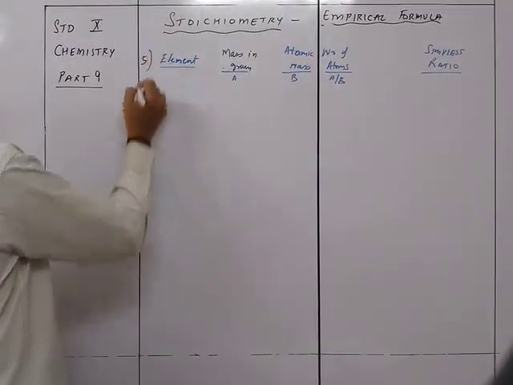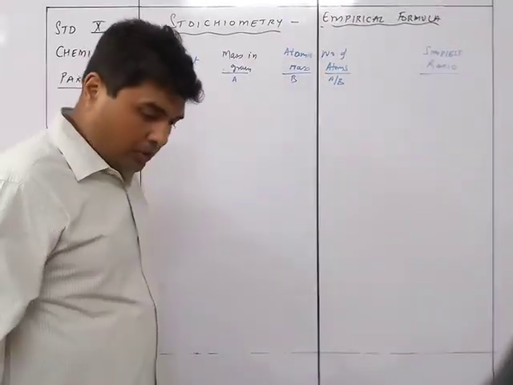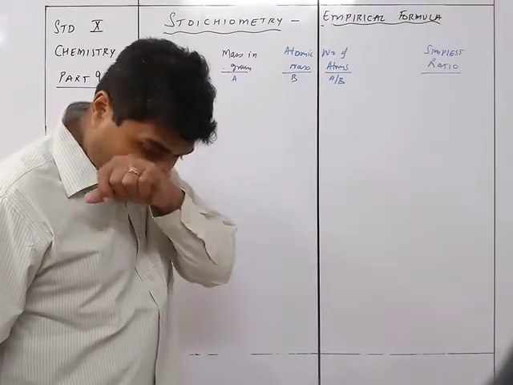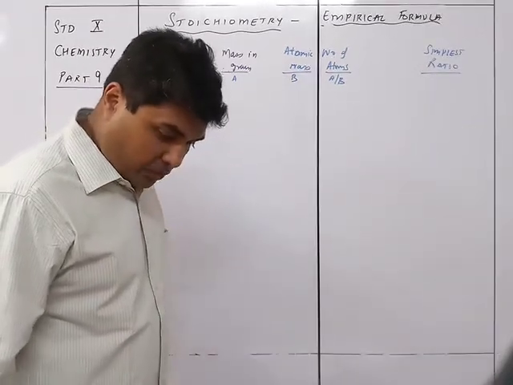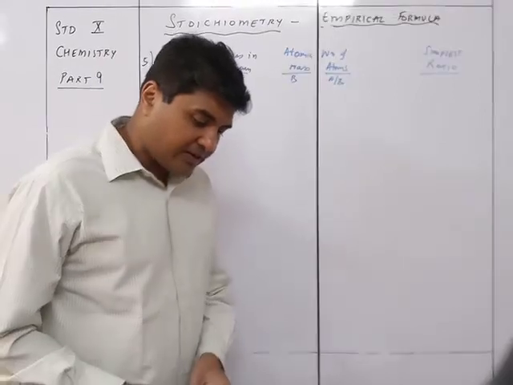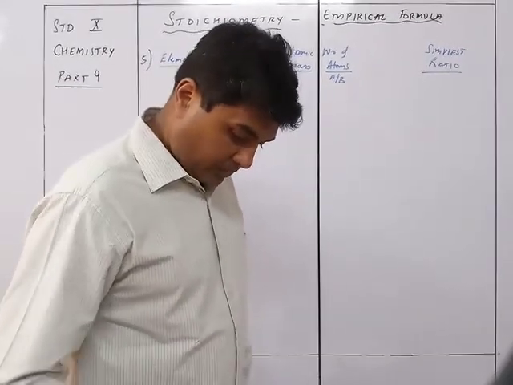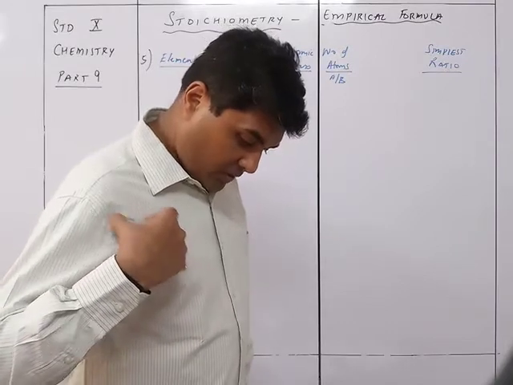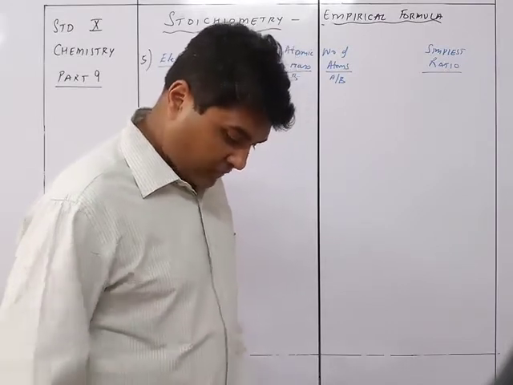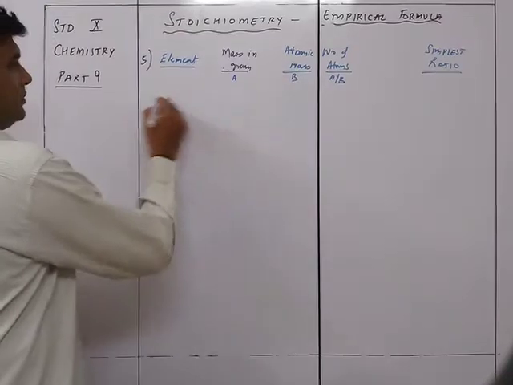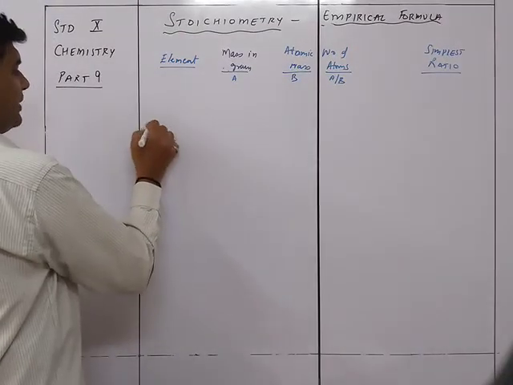Sum number 5. Two organic compounds X and Y contain carbon and hydrogen only and have vapor density 13 and 39. State the molecular formula of X and Y. They have got vapor density. Now this is not required, so we'll do the fifth sum here.